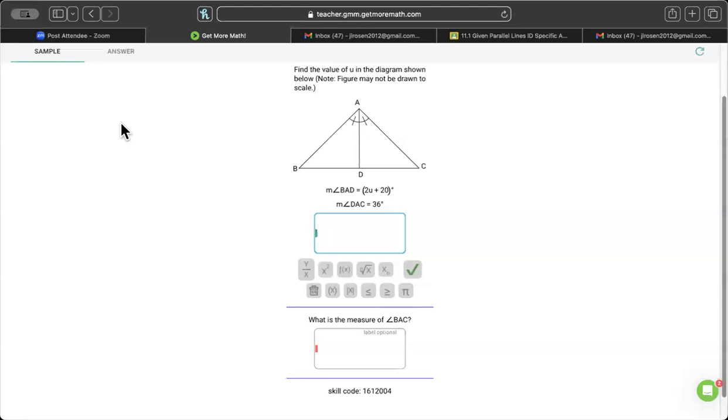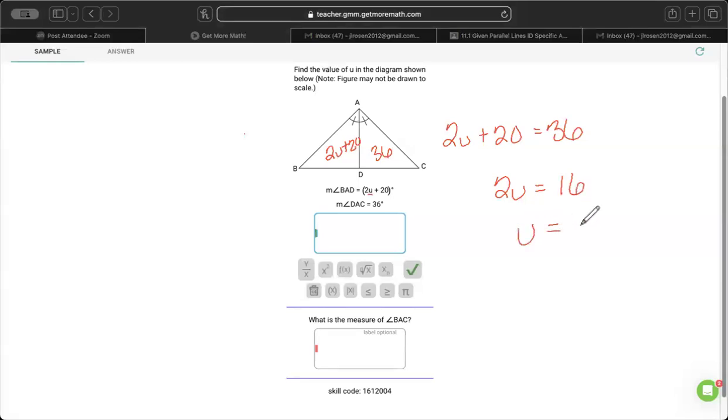Let's see. All right, it says find the value of u in the diagram. So we want the value of u, and it tells us that the measure of BAD is 2u plus 20. And DAC is 36. So again, it's telling us the angles are congruent. So that means we set them equal to each other. So it just showed it in a little bit different visual. Subtraction property of equality, and then division property of equality. So u equals 8. And that's what it wanted, the value of u.